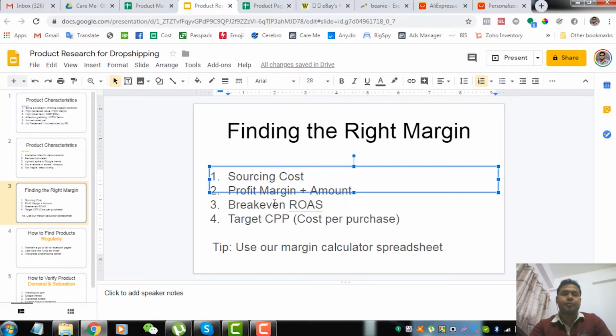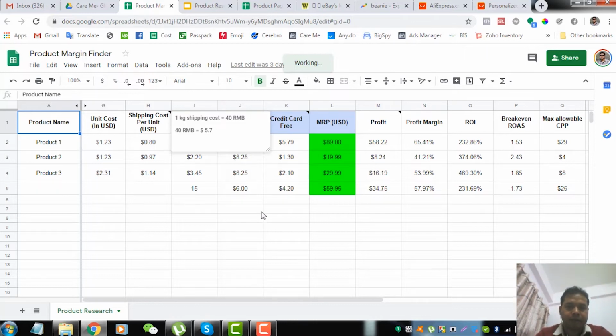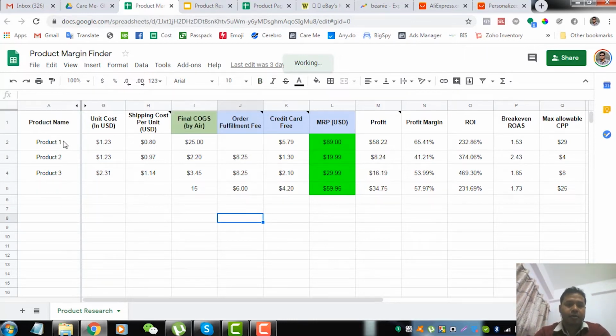tracking these product margins. So here we are. You can see I have created some columns and kept some fictitious product prices here. Let me illustrate this example with some fictitious numbers. Let's say you can write down your unit cost or shipping cost. That will summarize your final COGS. You can also write down your direct purchasing cost. This is your COGS, or cost of goods sold, and this is your order fulfillment fee.